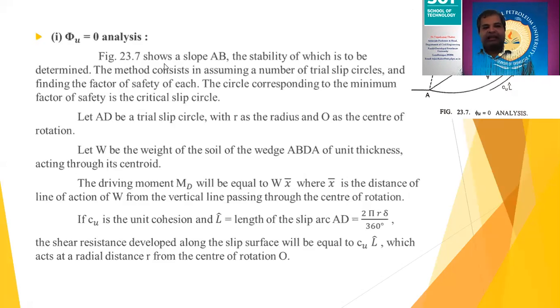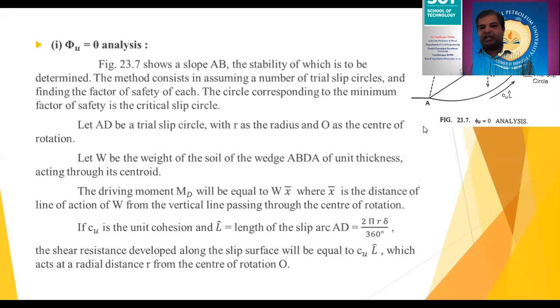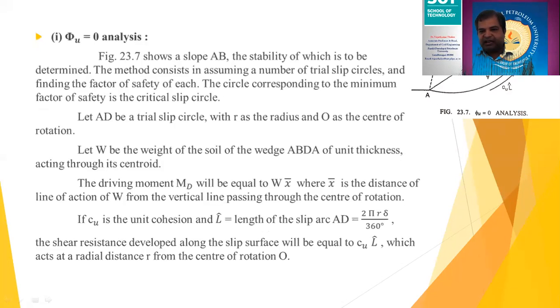Let us see. Let AD be the trial slip circle with a radius R, and O is the center of rotation. You can see this is the trial slip circle we have assumed, which is AD. AD is the trial slip circle, that is what we have assumed. And this I'm just putting as a random location for this particular center, and I am denoting this radius with small r.